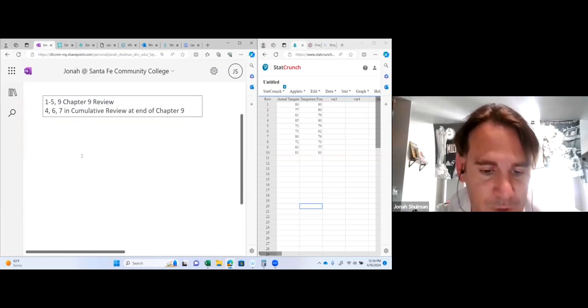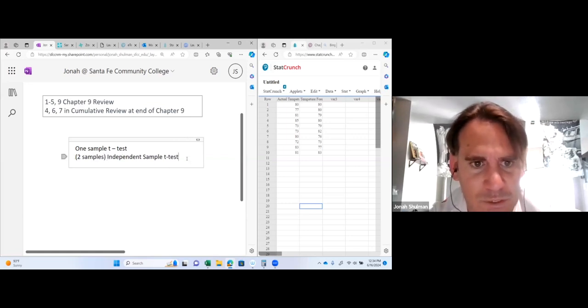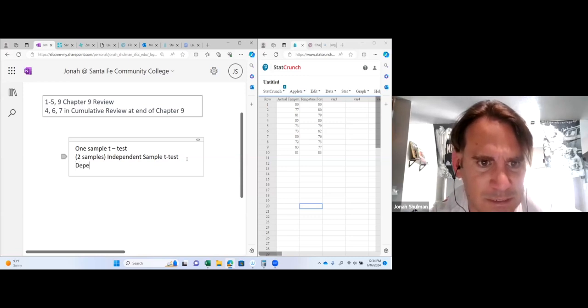So we've got the one sample t-test, the independent sample t-test, because these are both like two sample t-tests. So like if you have two samples. And then we have this one, we still have two samples for this one, but this dependent t-test.